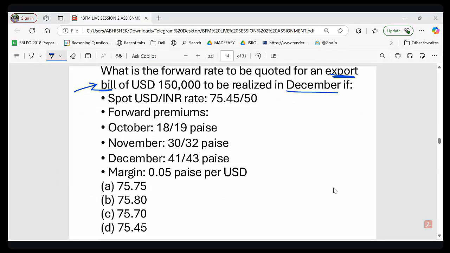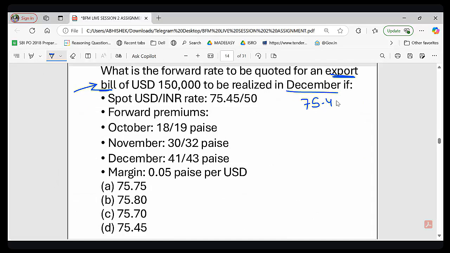Okay, 75.45. Very good, Jazz. Very good, Gopda. Very good. 75.45. So the bank used the lower rate, that is 75.45, because they are buying US dollar. So we will start with 75.45.